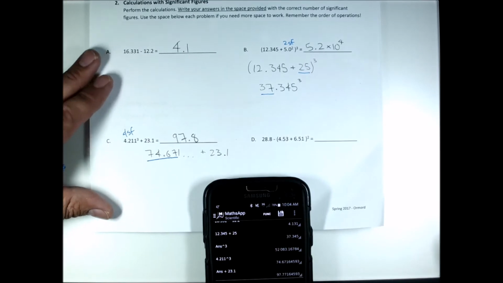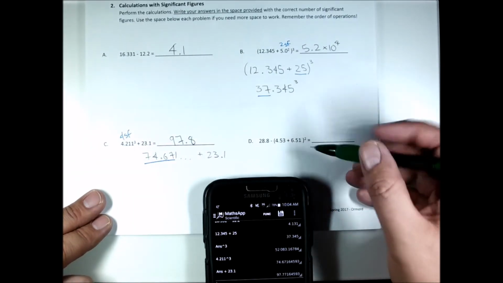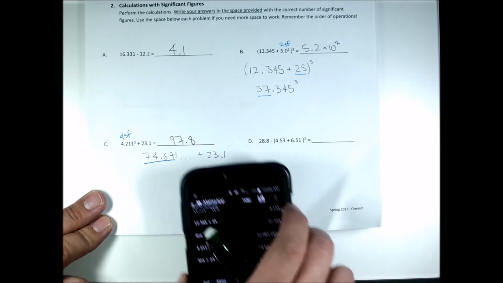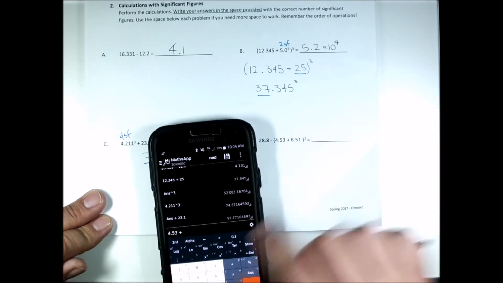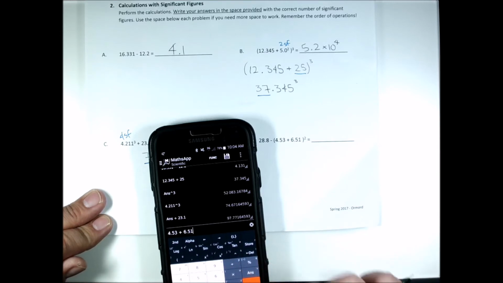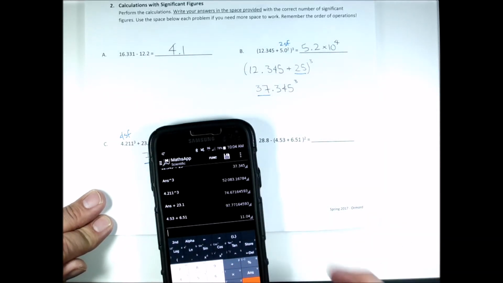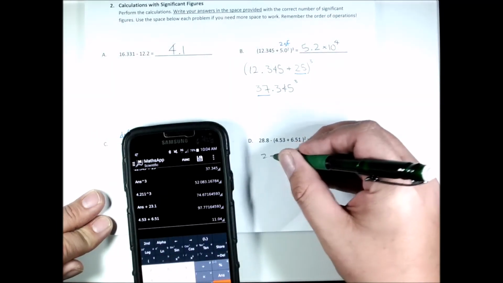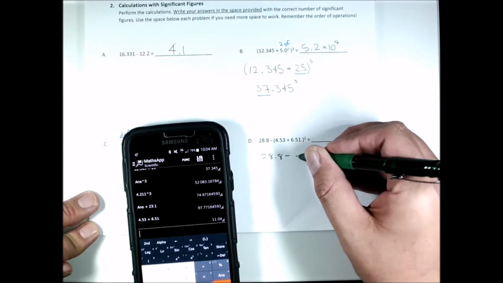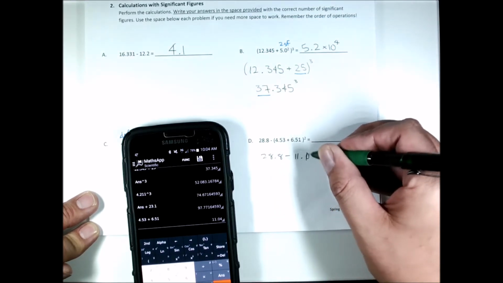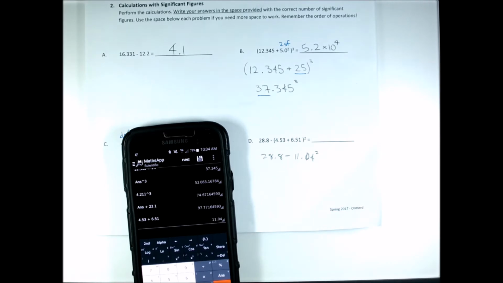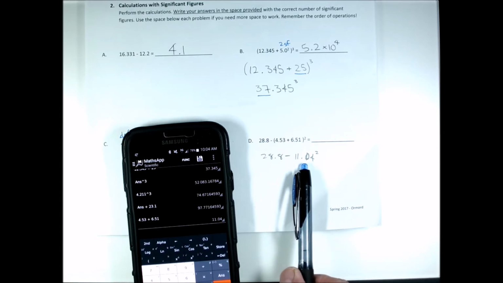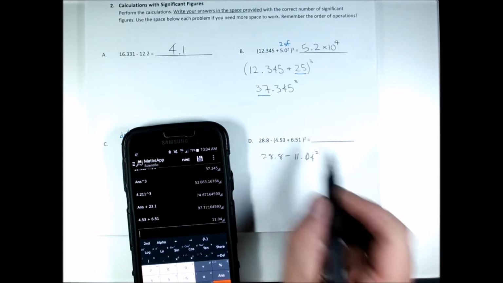All right, next one here, we need to follow the order of operations. So I want to do the parentheses first. So let's go ahead and take 4.53 plus the 6.51. All right, I get 11.04. Let's go ahead and write this out. Minus, and then we got 11.04. And we're going to square that, but first things first, how many significant figures in that number? In this number here? 4. Should be 4 because they both have 2 decimal places.